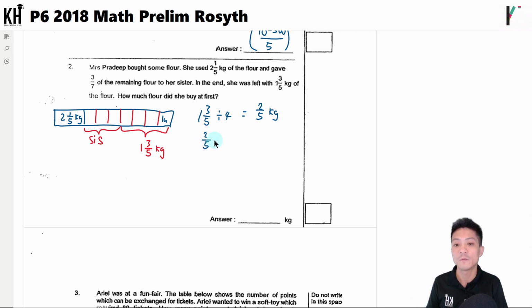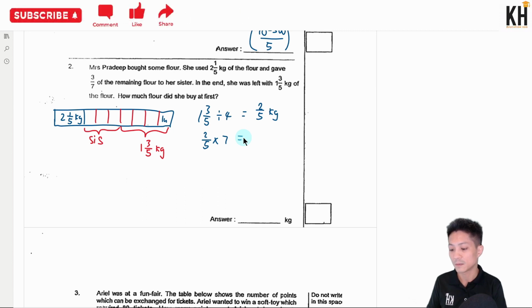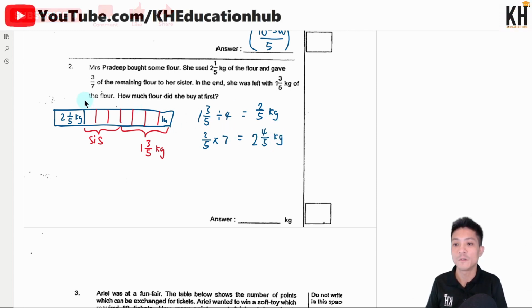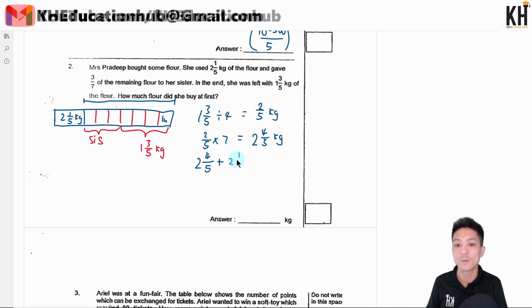Then after that 2/5 kg, I multiply it by 7. That will give me 2 4/5 kg. 2 4/5 kg is here to here. The last step will be to use 2 4/5 plus 2 1/5. That will give me 5 kg. So the answer is 5 kg.